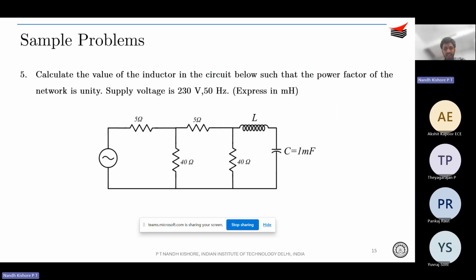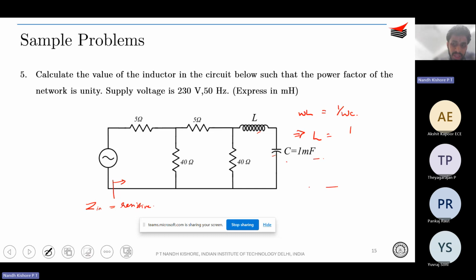Calculate the value of the inductor in the circuit below such that the power factor is unity. So you want to keep the power factor unity. If you want to keep the power factor unity, Zin should be resistive. Correct? So if Zin needs to be resistive, your L and C should cancel out, that is, they should be in resonance. Therefore, omega L should be equal to 1 by omega C, or L is equal to 1 by omega square C.